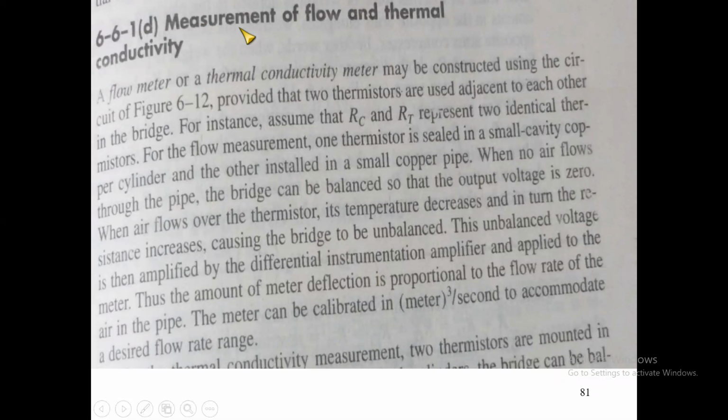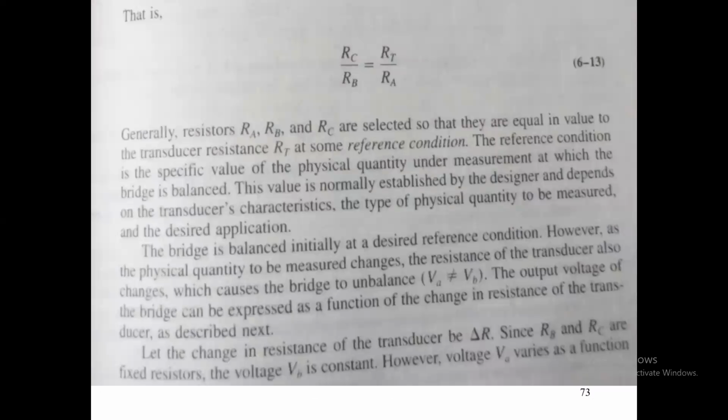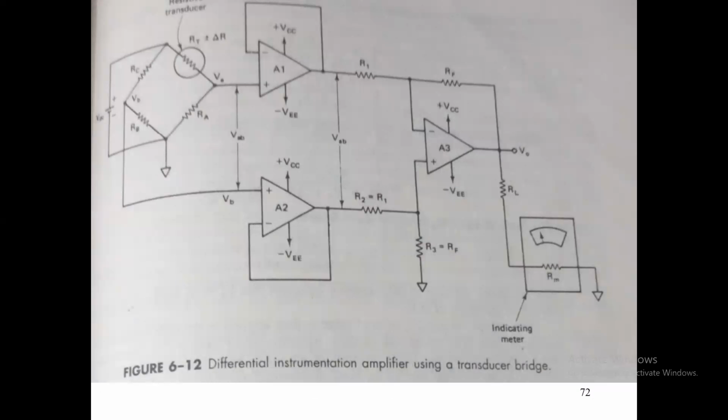Now let us come to the next application, measurement of the flow or the thermal conductivity. A flow meter or a thermal conductivity meter may be constructed using the circuit again of 6.12, provided that two thermistors are used adjacent to each other. For example, we might use RC and RT as two thermistors. This is RT and this is RC.